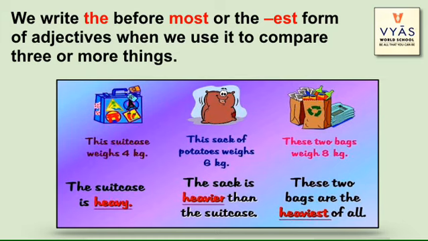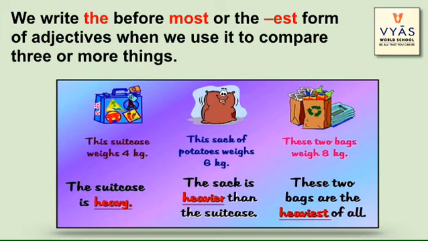The example given here is, this suitcase weighs 4 kg. This sack of potatoes weighs 6 kg. These 2 bags weigh 8 kg. Now we are comparing 3 things over here. So the first is, the suitcase is heavy. Now we are comparing sack and the suitcase. We are comparing 2 things over here.